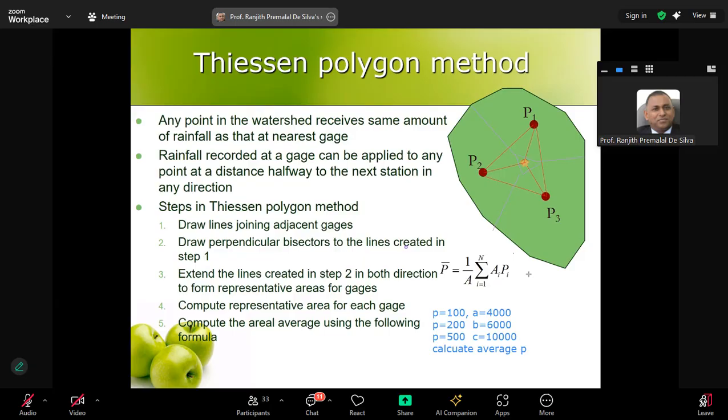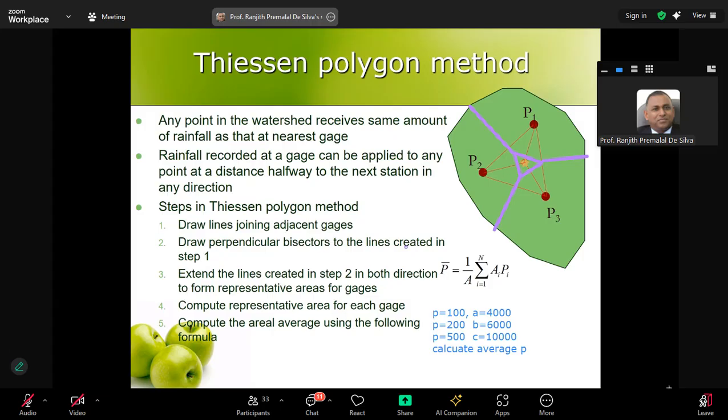Right? Now you have 4 stations, 4 areas: 1, 2, 3, and one small area in the middle. So I will increase the thickness of the line. Now I have four areas, and in the middle I have a small area as well. Now, if I know the area and the rainfall in the middle, can I calculate the average? You can.